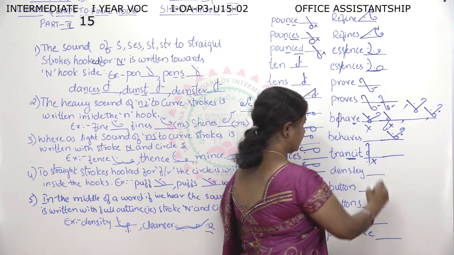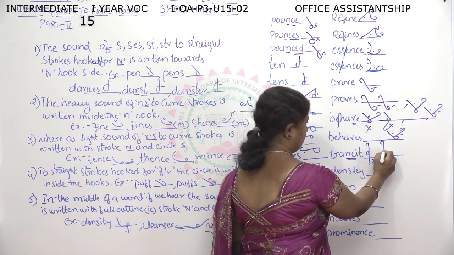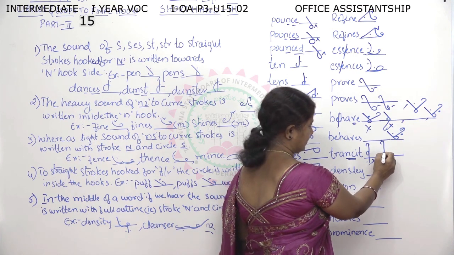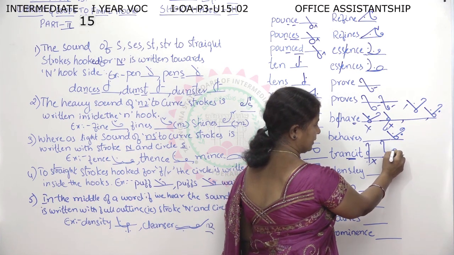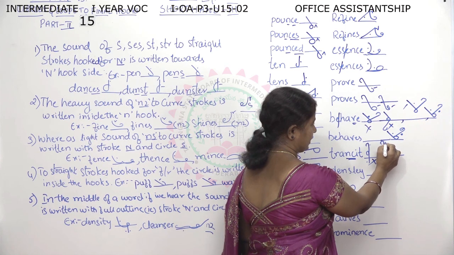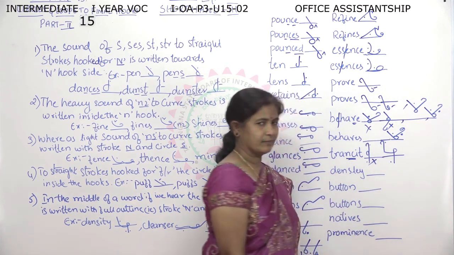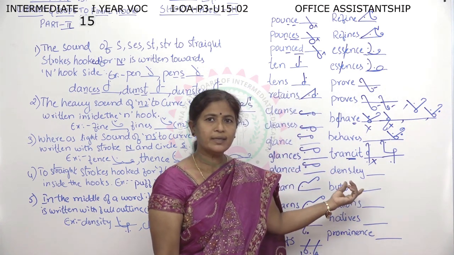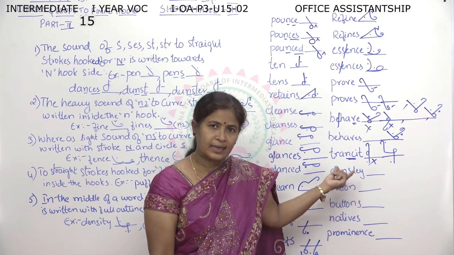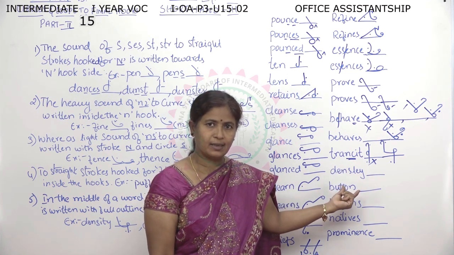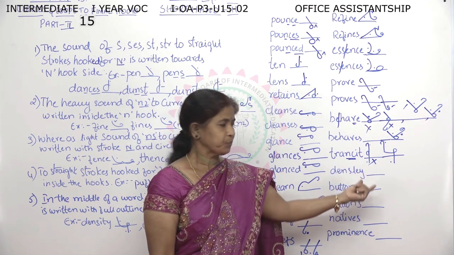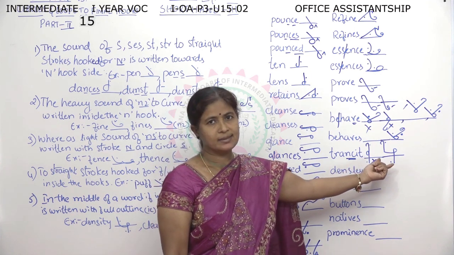So, transit: T, stroke N, circle S and T. Transit. Okay? In the middle of a word, if we hear the sound of N's, we write stroke N and circle S.